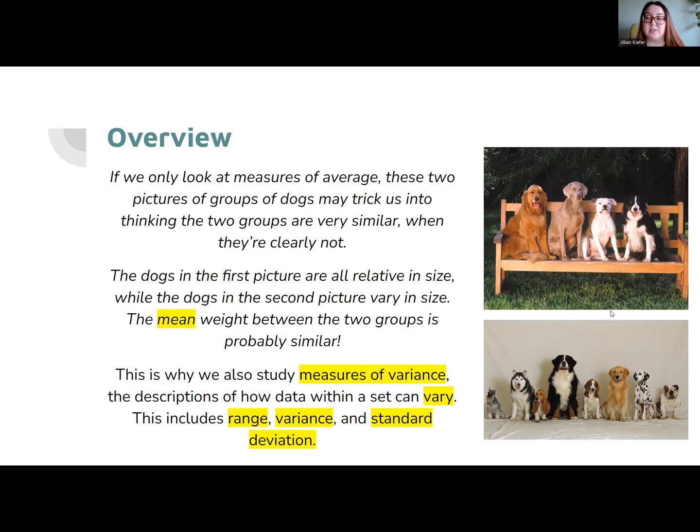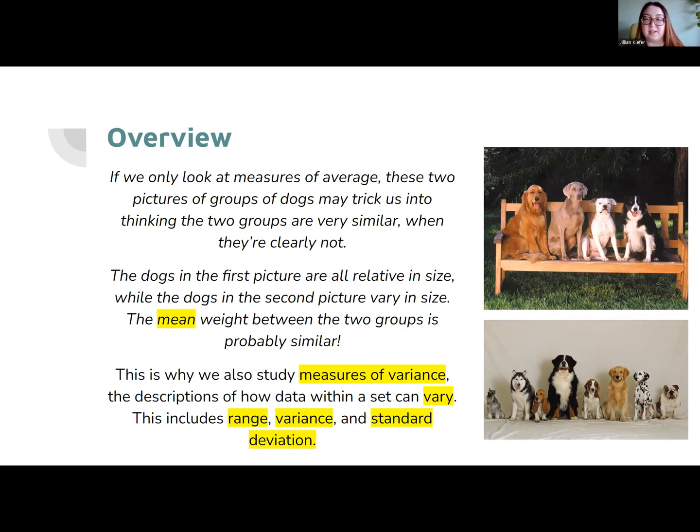So if their averages are fairly similar, we would think that the groups of dogs are similar, but they clearly are not. And that is a difference in what we call variation. The dogs in the first picture are relatively similar in size. In the second, they vary in size. Their mean weight is probably very similar since you have a lot more dogs in the second group and they have more of those outliers, the really low values and the really high values, as opposed to values that are all very similar. So their mean weights are probably going to be very similar looking.